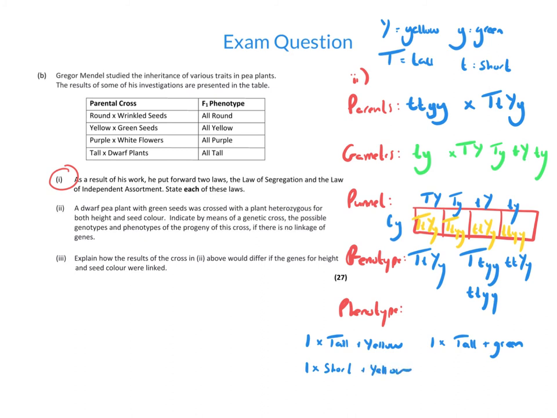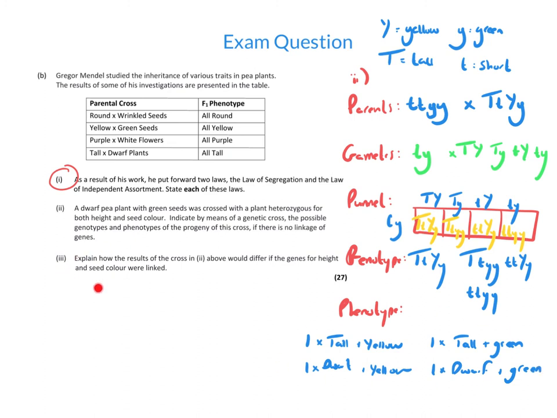And I'm actually just going to change that slightly to use the terminology that they use. I'm going to change that to dwarf. And the last one there is going to be dwarf and green. Okay, so that's the genetic cross done. We can see what the offspring are going to be like.